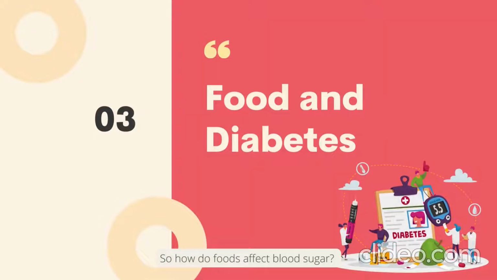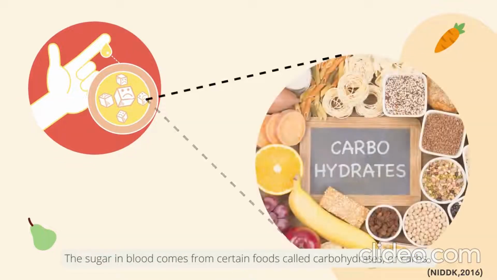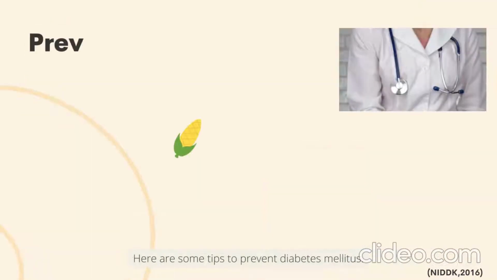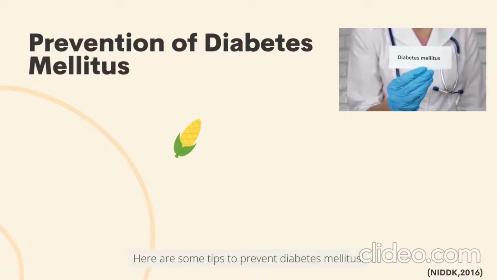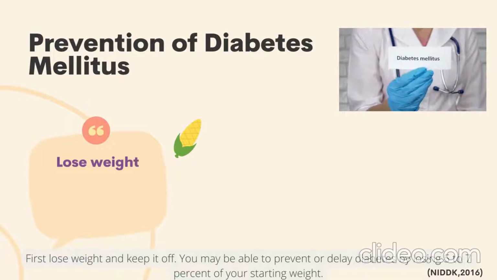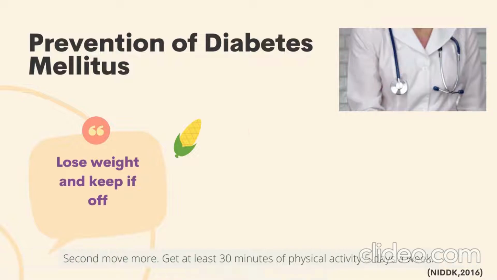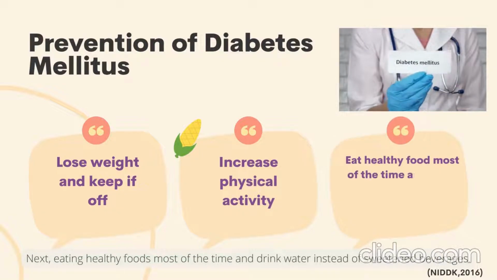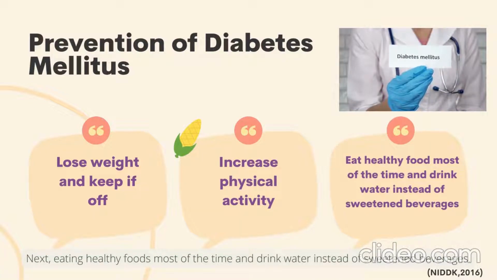So, how do foods affect blood sugar? The sugar in blood comes from certain food called carbohydrates or carbs. The more carbs you eat, the higher your blood glucose will be. Here are some tips to prevent diabetes mellitus. First, lose weight and keep it off. You may be able to prevent or delay diabetes by losing 5 to 7% of your starting weight. Second, move more. Get at least 30 minutes of physical activity 5 days a week. Next, eat healthy foods most of the time and drink water instead of sweetened beverages.